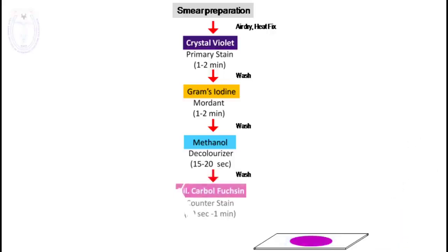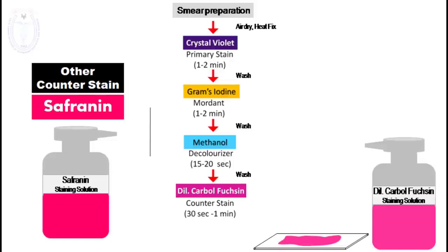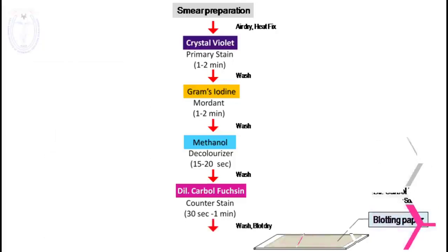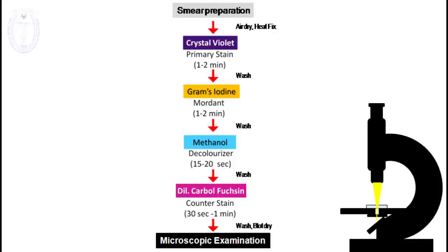Followed by washing, add the counterstain, the dilute carbol fuchsin staining solution, and allow it to act for 30 seconds to 1 minute. Instead of carbol fuchsin, in some gram staining protocols, the safranin is also used as counterstain. After staining, wash, blot dry, and examine under oil immersion microscopy. This is the summary of the gram staining technique.